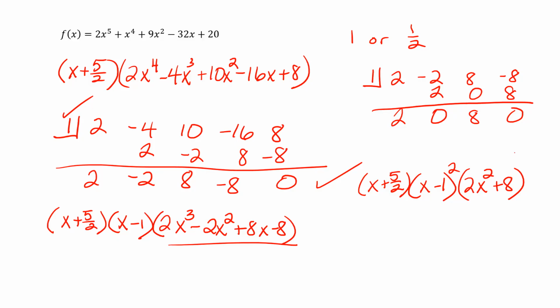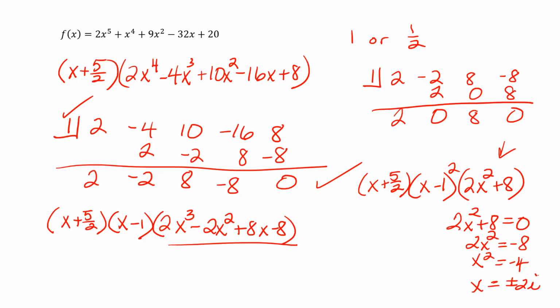And so this quadratic right here, we can solve that with no problem. 2x squared plus 8 could be 0, which means that 2x squared would be negative 8, which means x squared would be negative 4. So x would be plus or minus 2i. So our zeros then are going to be negative 5 halves, 1 with a multiplicity of 2, and plus or minus 2i. So that's supposed to be 5 total zeros. So 1, and then 1 happens twice, and then you've got plus 2i and minus 2i, which makes a total of 5.